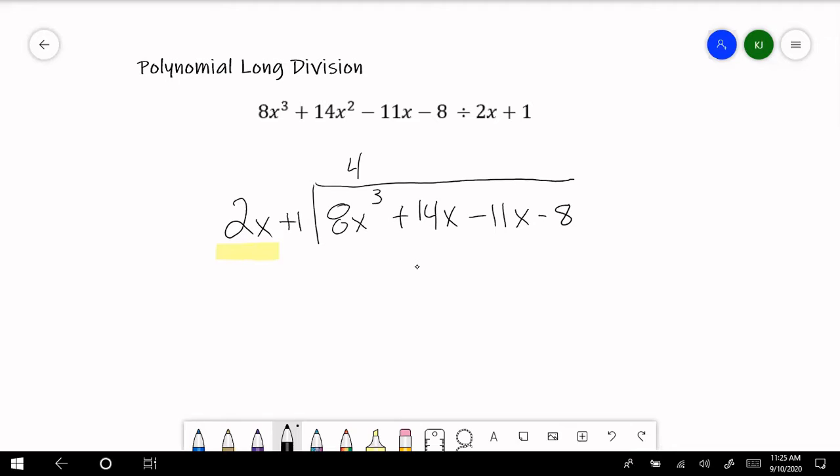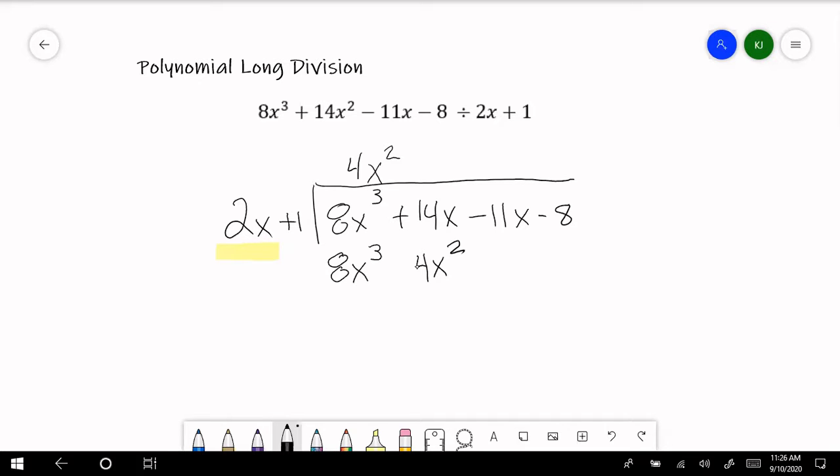What do I multiply x by to get to x cubed? X squared. Right. How many more do you need? So now I'm going to take this 4x squared and multiply it to both things. 4x squared times 2x is 8x cubed, which is exactly what we wanted because we wanted those to be the same. And 4x squared times 1 is just 4x squared.